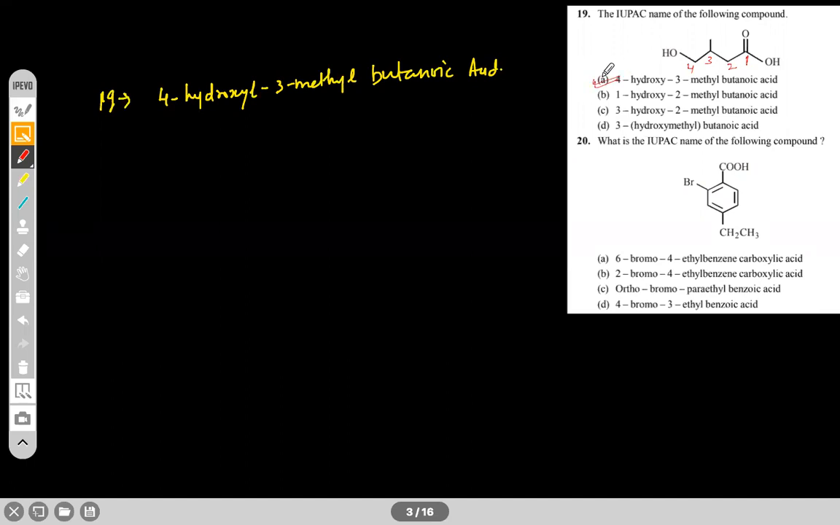In this example, the 19th one, once you know the position of the hydroxy group is 4th, all the other options are wrong. You see 1, 3, all these are wrong. Only one option is correct.